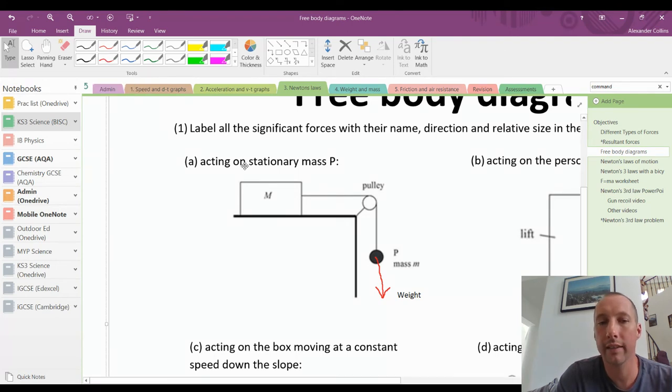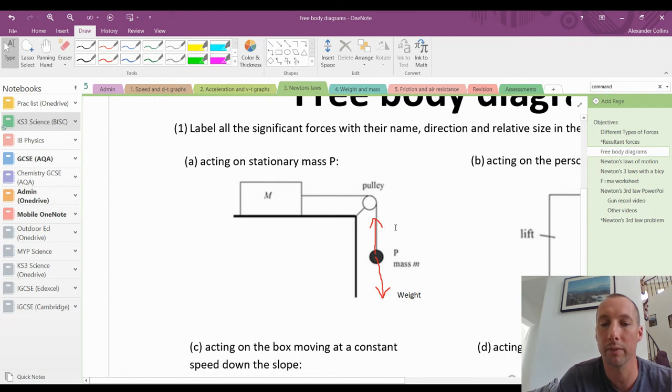Now, it says that the mass is stationary, so it's not moving. That means that there must be another force which is balancing that, and that force must be acting upwards here. So I'm going to draw the two arrows about the same size because they should be balanced. But what is this force? Well, the force is being provided by this rope that's pulling on mass P up towards the top.